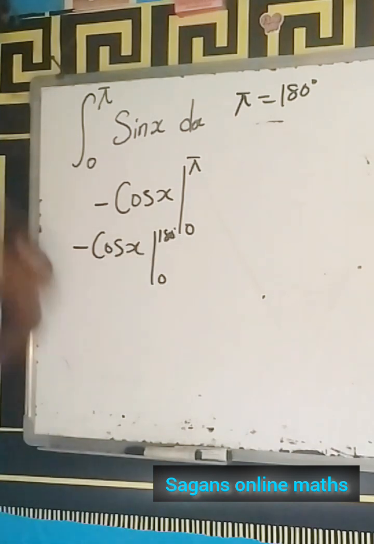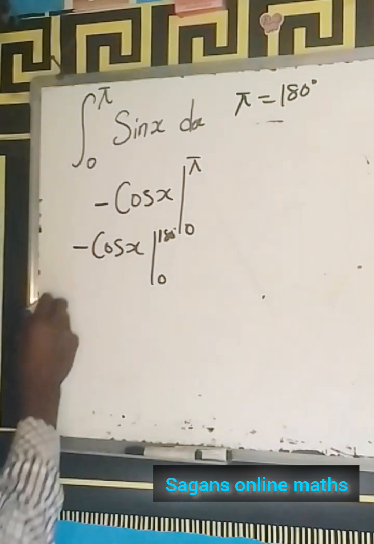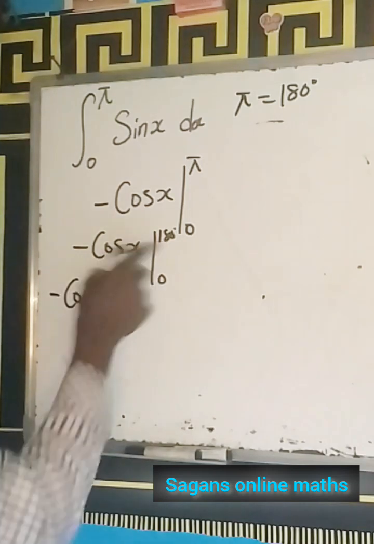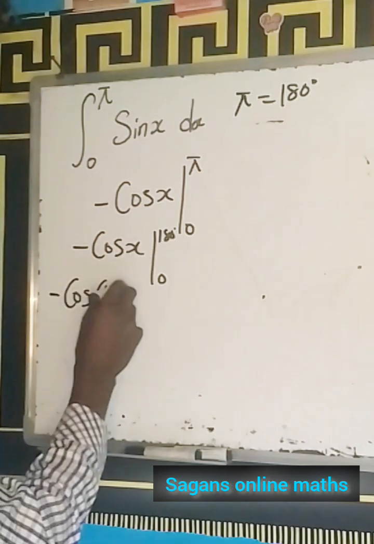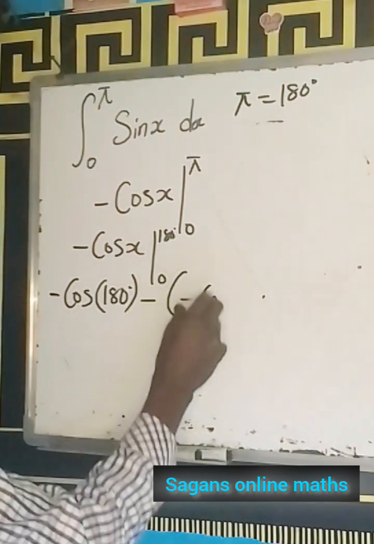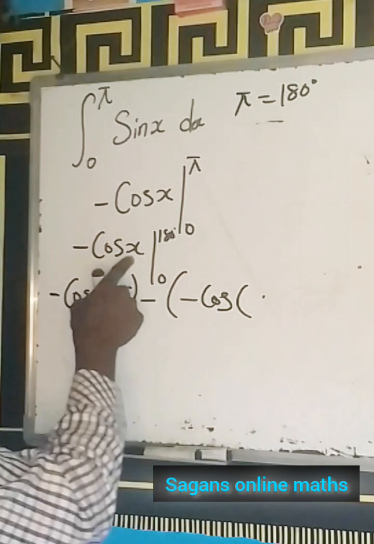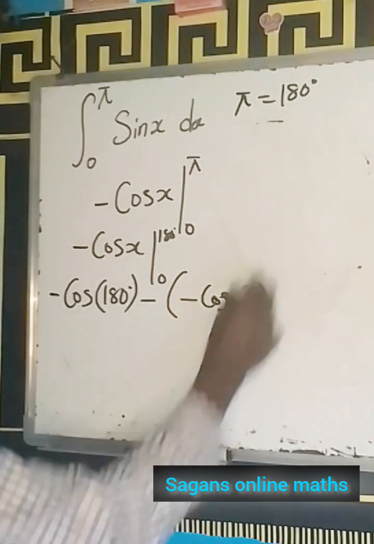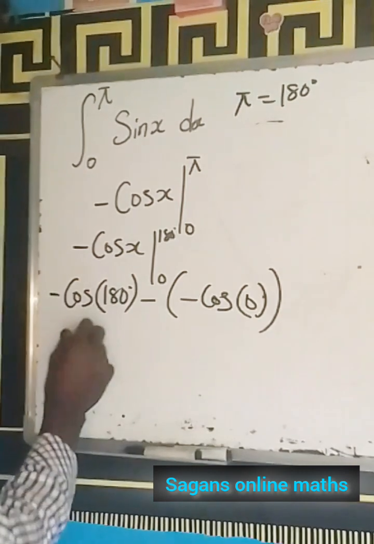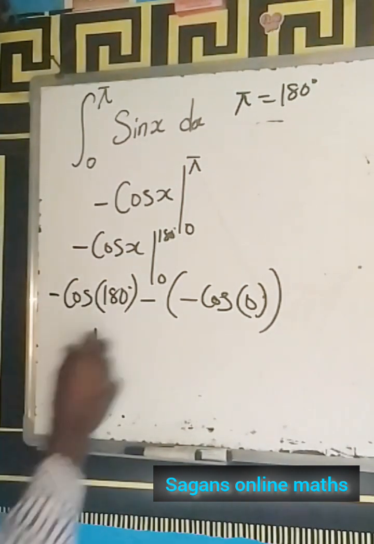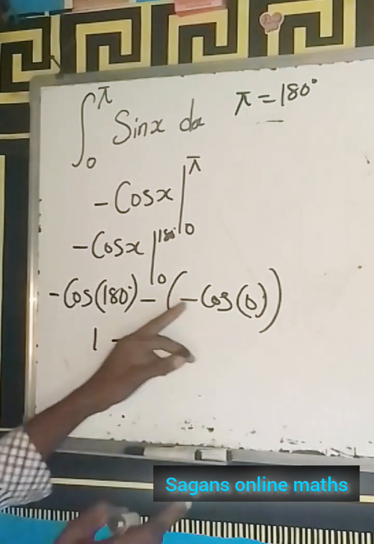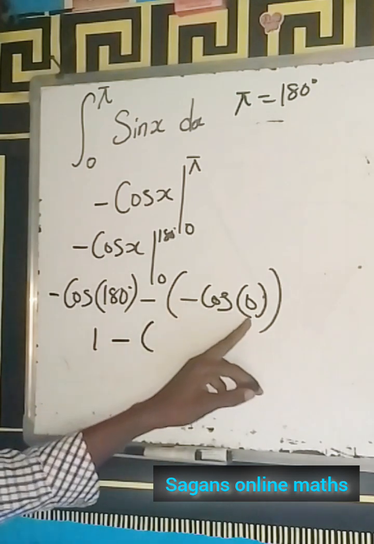Now what you're going to do is to substitute our upper limit minus our lower limit. So now this is minus cos 180 degrees, then minus, into minus cos of x, where x is 0 here. Then we simplify this. So minus cos 180 degrees is just 1. Then minus cos 0 is minus 1.